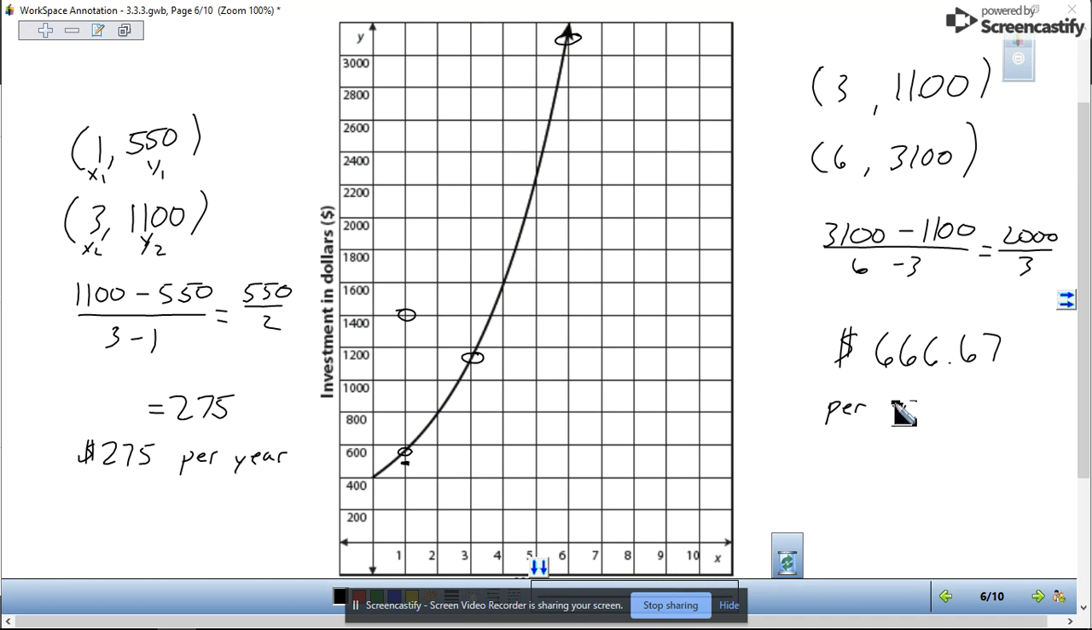What I want you to notice is that because it's a curve, that interval is much steeper. The further on you go in an exponential, the rate of change changes. There's a variable rate of change, not constant. All right, so that's how you would do it from a graph, guys. So good luck with 332 and 333.